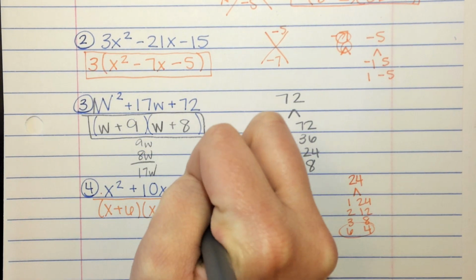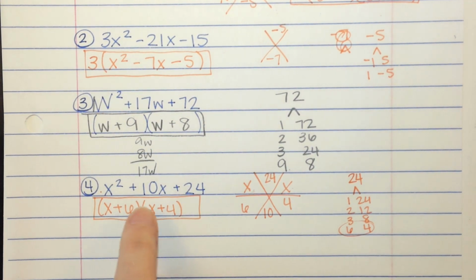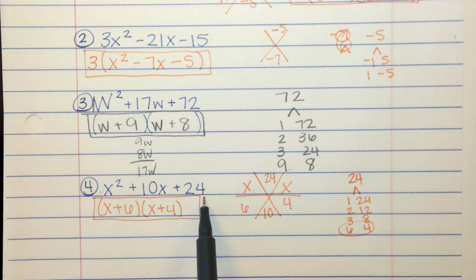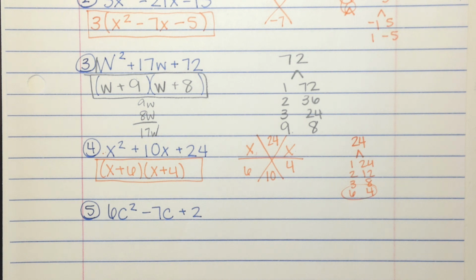And again, you can do repeated distribution to check your answer: X times X is X squared, 6 times 4 is 24, 6X plus 4X is 10X. Okay, here's example number 6. Write it down, pick one of the methods and give it a try, see what you can do.